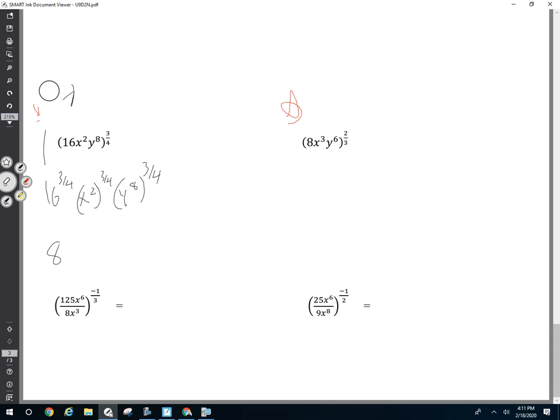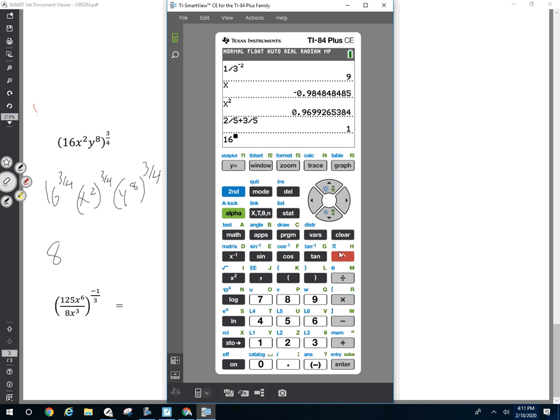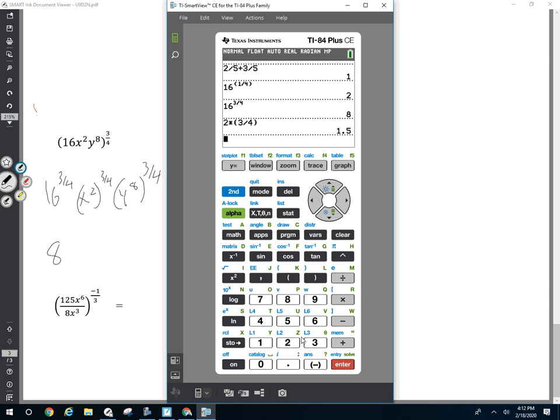For you guys, though, if you ever have a number to a power and you're kind of confused by it, you're going to do 16 to the 3/4 on the calculator. 8. Okay, x squared to the 3/4. 2 times 3/4. I'm not sure what it is. 2 times 3/4. It's 3/2. Maybe leave it as 1 1/2.